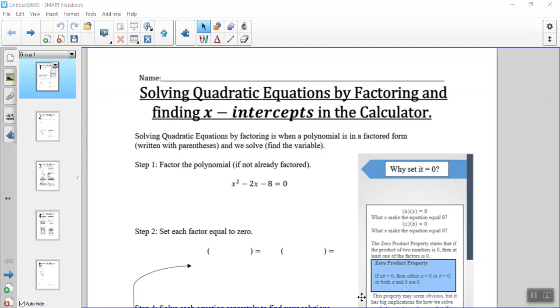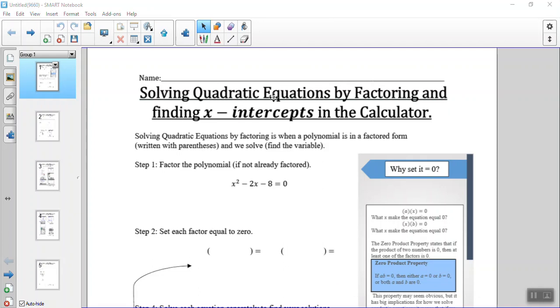Alright class, so this lesson is going to be on solving quadratic equations by factoring and finding x-intercepts in the calculator. So these are two different ways we're going to solve equations. In the previous lesson, I taught you how to solve by using the quadratic formula and also by taking the square root of both sides.